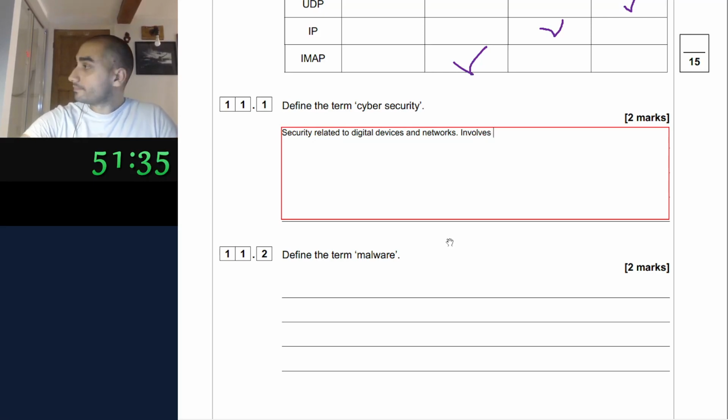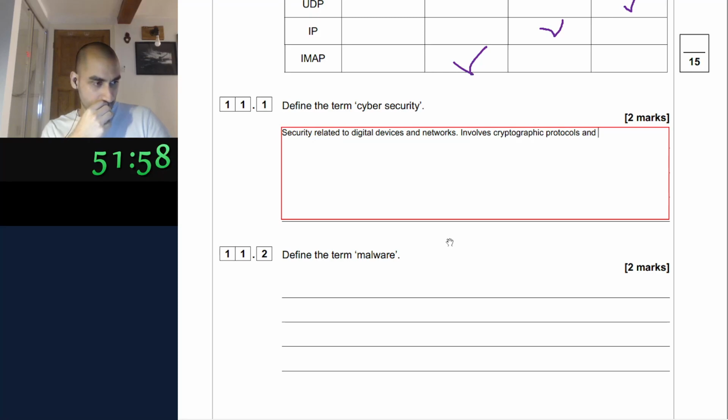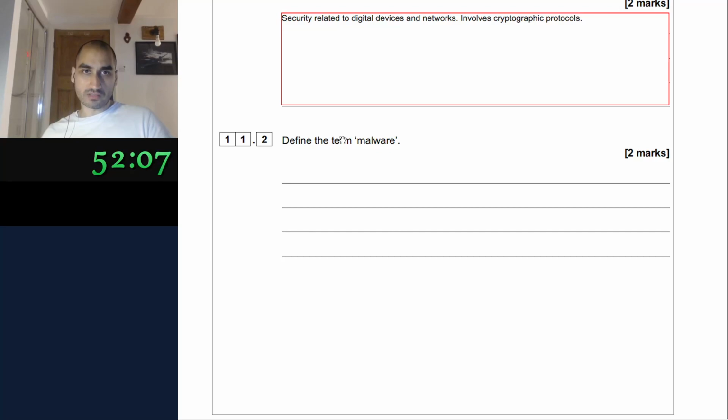Involves, I don't know, cryptographic protocols and... I don't know. Define the term malware.